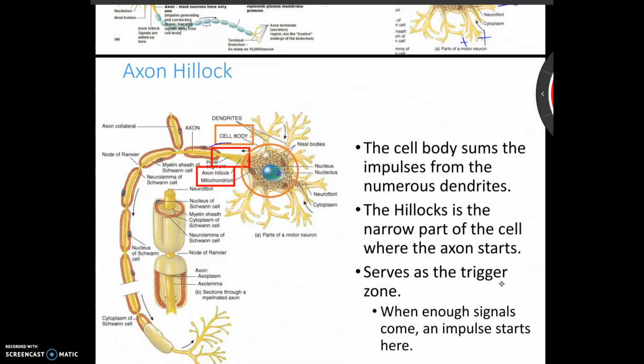Now, this little region of the axon right here is called the axon hillock. What's going to happen is all of these signals get added up, and it's going to initiate something called an action potential. That is going to send an electrical current down the axon. In physiology, you'll probably record action potentials on axons, and they are initiated from the axon hillock. So going into physiology, you need to know signals come in from the dendrites, get added up in the cell body, and then the axon hillock creates the action potential. So it's the trigger zone.